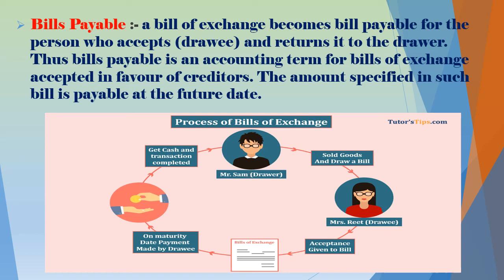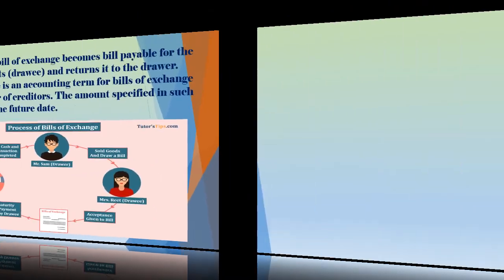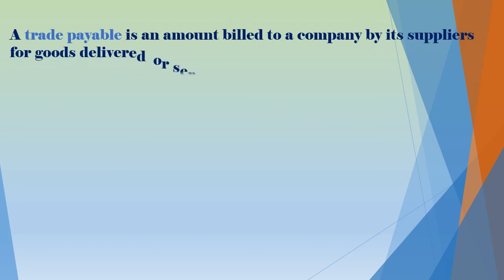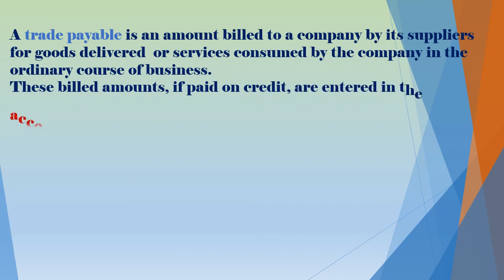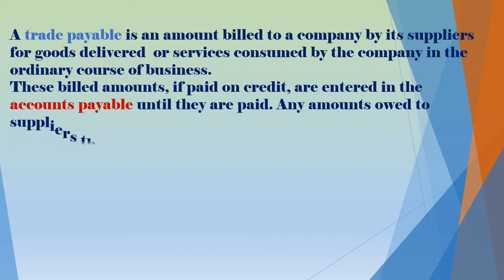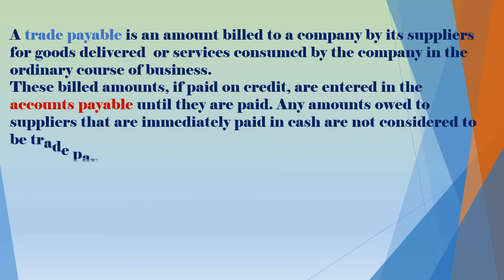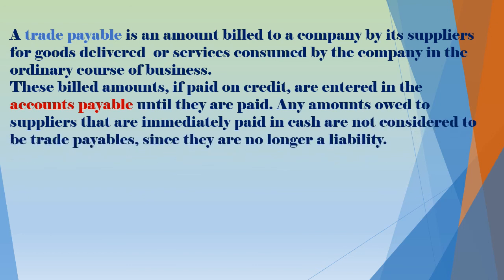So here we have the bills receivable is for the drawer, and a trade payable is an amount billed to a company by its supplier for goods delivered or service consumed by the company in the ordinary course of business. These bill amounts, if paid on credit, are entered in the accounts payable until they are paid. Any amounts owed to a supplier that are immediately paid in cash are not considered trade payables, since they are no longer a liability.